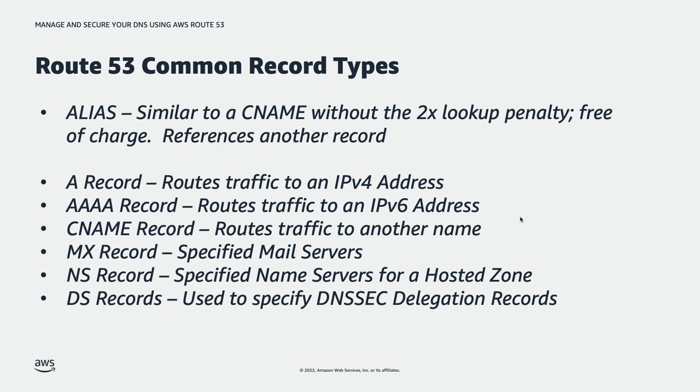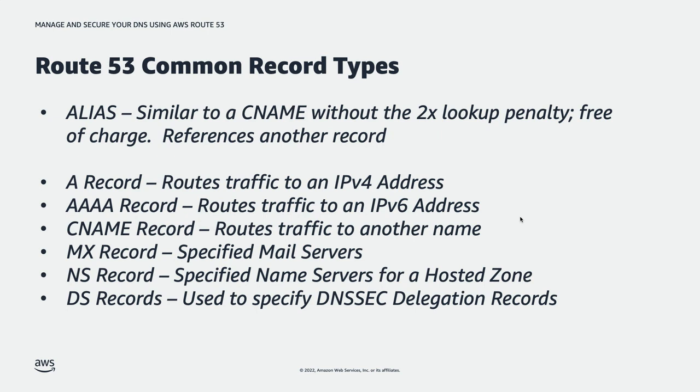Okay. As we'll see in a minute in the demo, we have a couple of record types that you can choose from. There's one very unique one that you'll only find in Route 53, which is an alias record. Alias is unique in that it resolves the DNS endpoint of another resource, another domain name, within the Route 53 ecosystem itself.